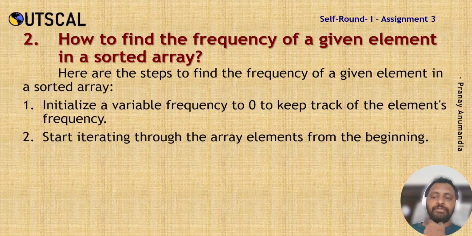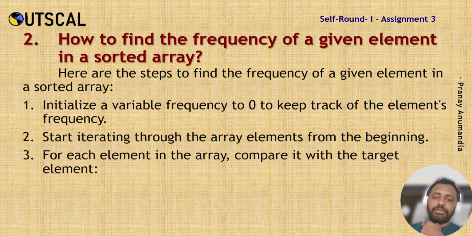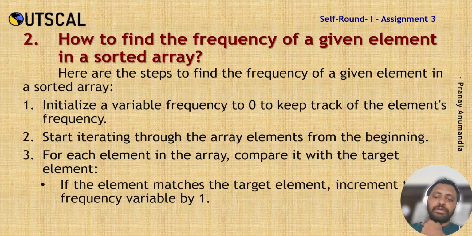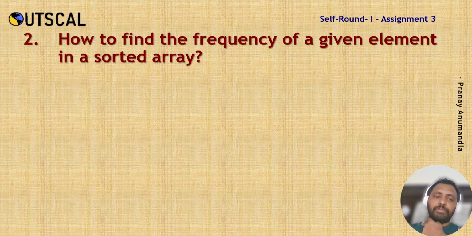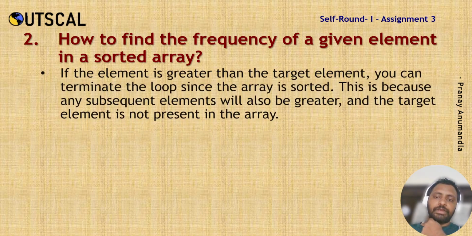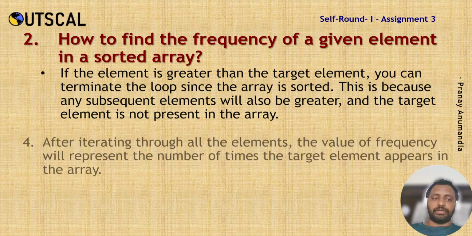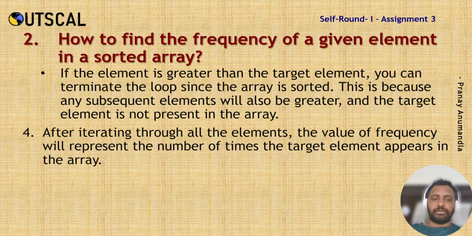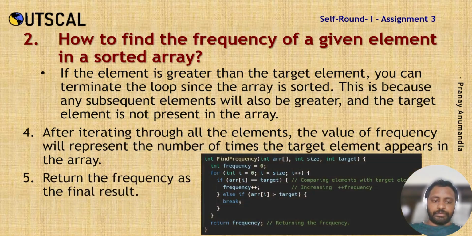Start iterating through the array elements from the beginning. For each element in the array, compare with the target element. If the element matches the target element, increment the frequency variable by 1. If the element is greater than the target element, you can terminate the loop since the array is sorted. This is because any subsequent element will also be greater, and the target element is not present. After iterating through all elements, the value of frequency represents the number of times the target element appears in the array. Return frequency as the final result.